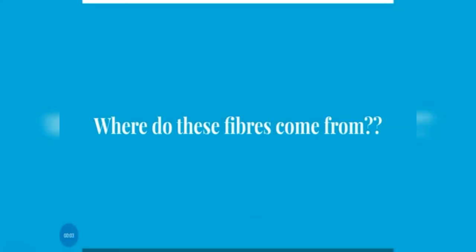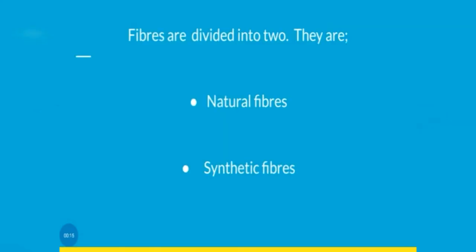Where do these fibers come from? We know fabrics are made up of yarns, and yarns are further made up of fibers. Based on the availability, we can divide them into two groups. One is natural fibers and the other one is synthetic fibers.